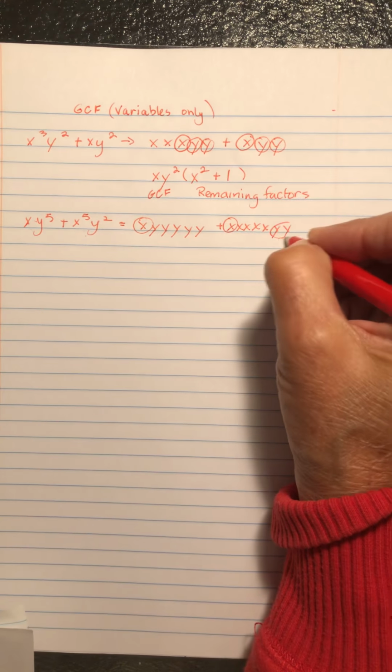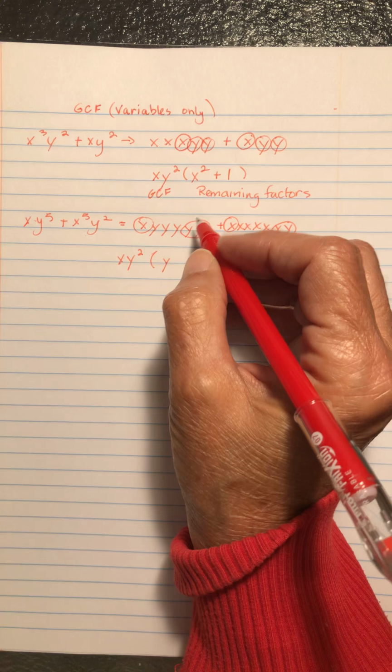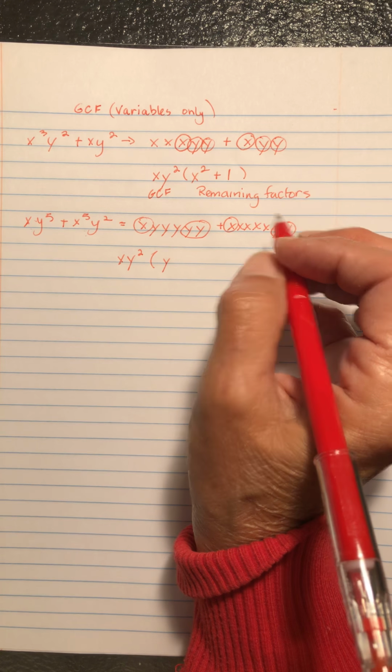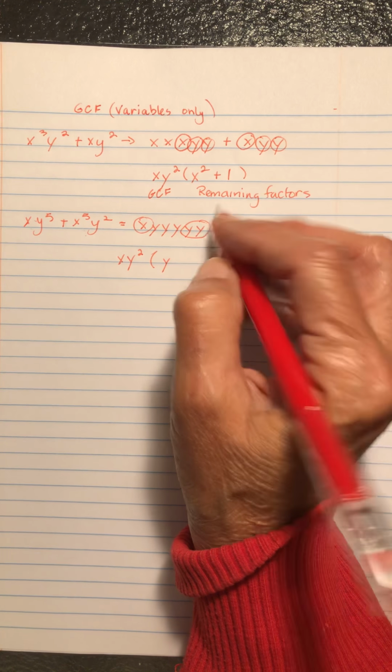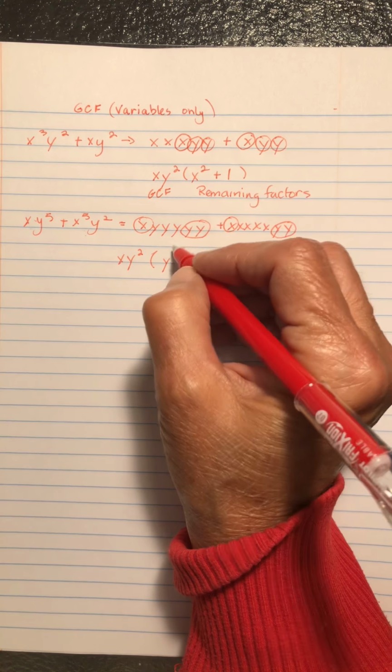So what's the greatest common factor? Can you take a guess? xy squared. What's remaining? y to the third power. And I said y to the third power, but I wrote a 2. That's not too good. Plus, what's left here? x to the fourth.